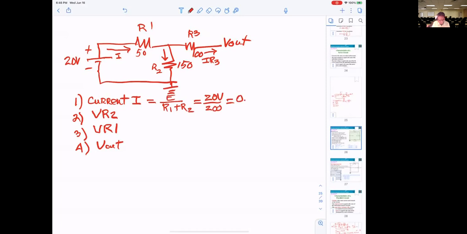0.1 amp. Right. Okay, VR2. 15 volts. Correct. 0.1 times 150. VR2, I want you to use the voltage divider. Tell me how.